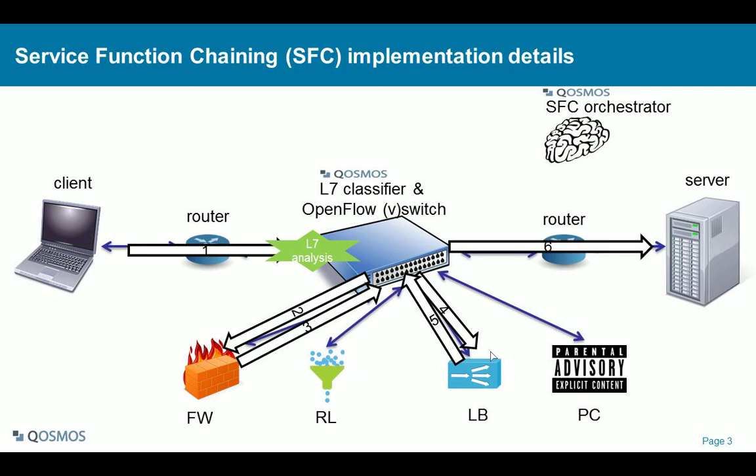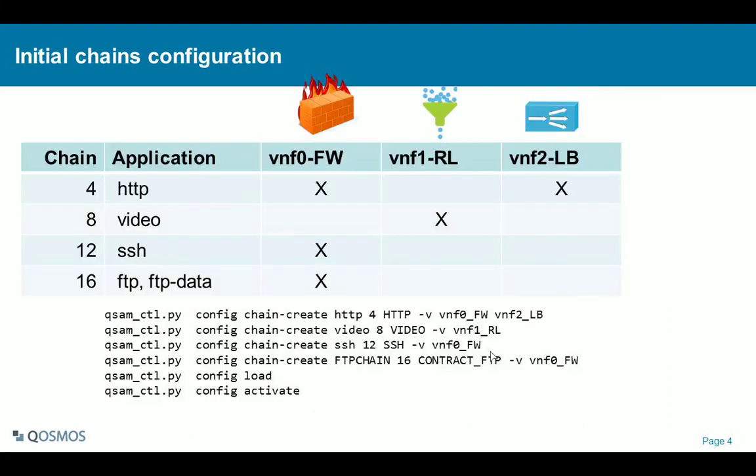Now, let's start the demonstration. So, we are going to first create the chains. We are going to create four chains: HTTP, video, SSH, and FTP, FTP data. So, two applications in one chain, because you can have multiple applications in one chain. So, first hop for HTTP will be firewall, second will be load balancer, for video just rate limiter, and firewall for SSH and FTP data. These chains are configured at the SFC orchestrator level via a REST API or command line interface.